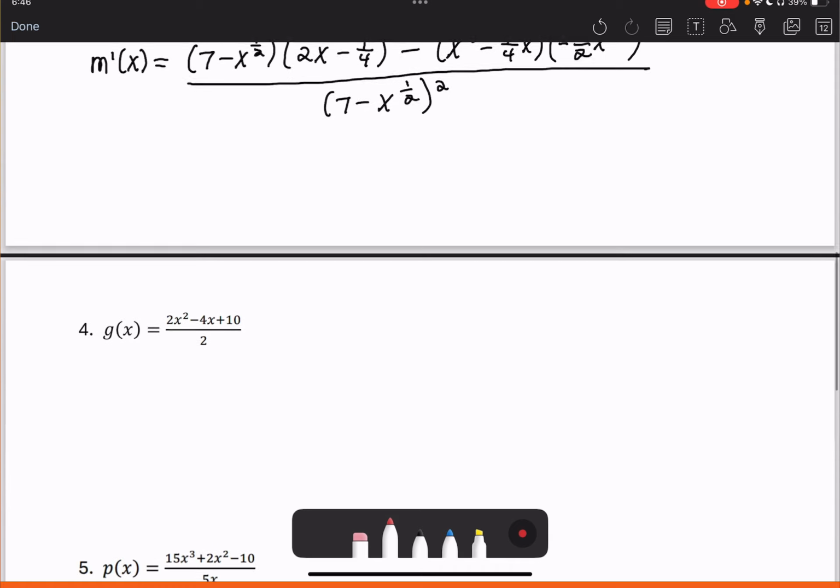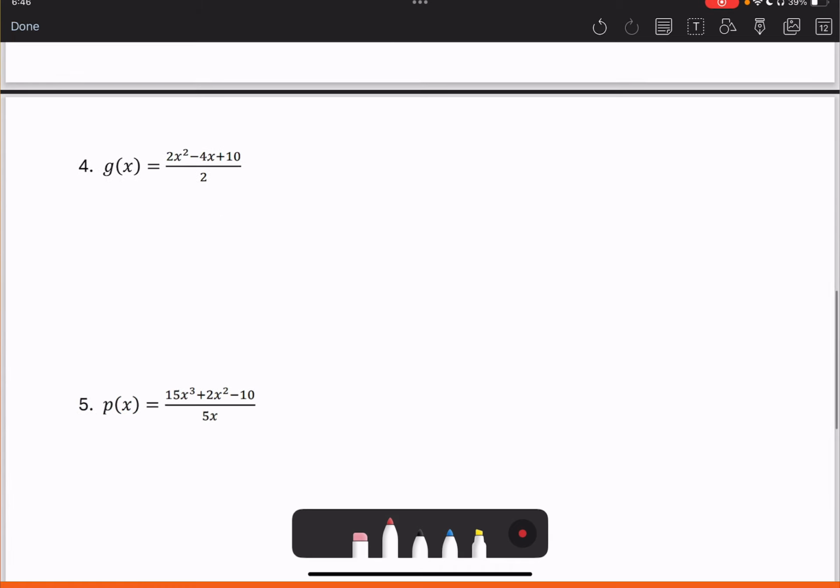Okay, so now let's look at 4 and 5. Okay, now here's where students really like the quotient rule. It's very procedural, like it's pretty actually easy to do once you get the hang of it. So they want to use it on everything. So here's where I don't want you to use the quotient rule. So do not use the quotient rule, okay?